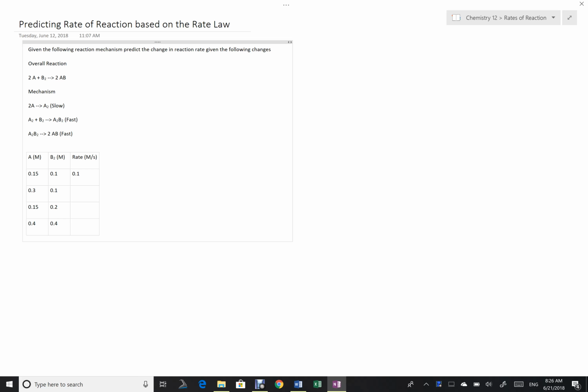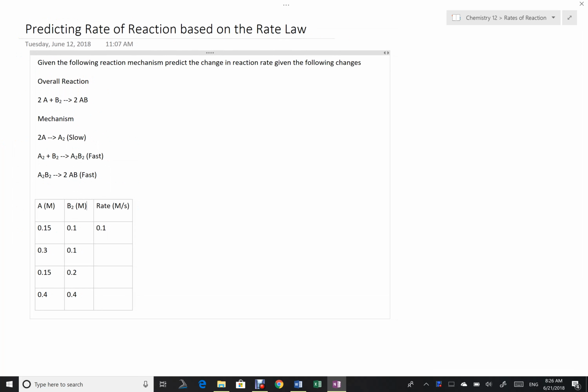Okay, here we're going to use a reaction mechanism. We're just going to take this reaction and assume the reaction mechanism for it is known. And we're going to use that to predict the reaction rate given changes to concentration. So here's our reaction mechanism.